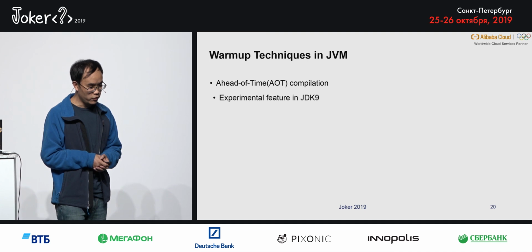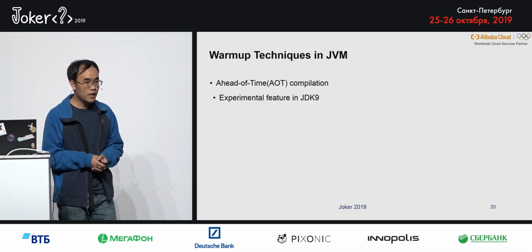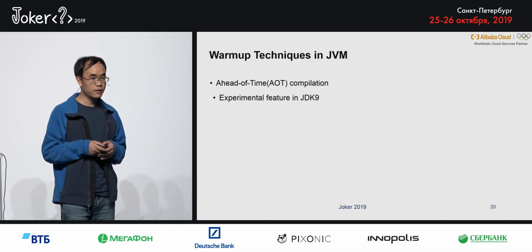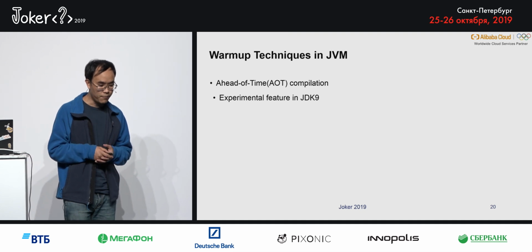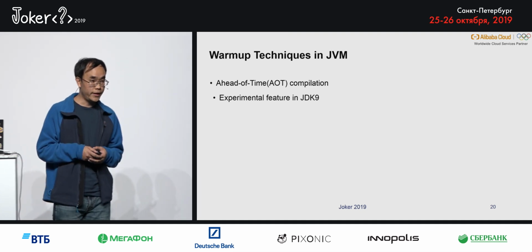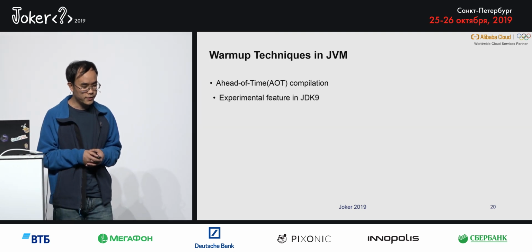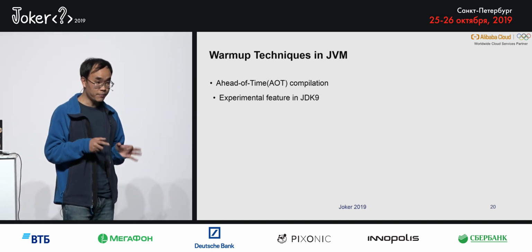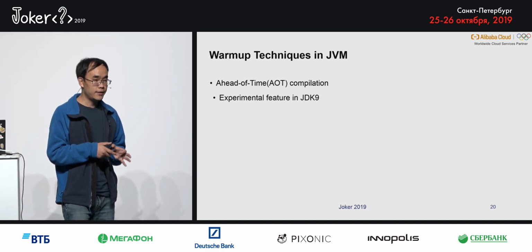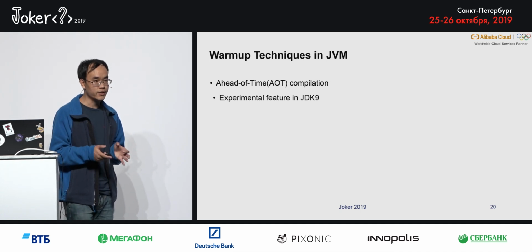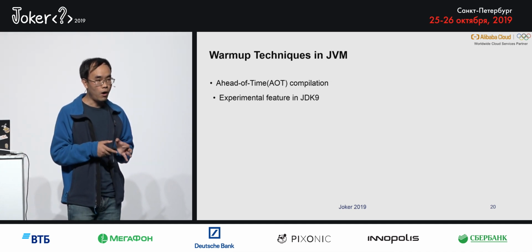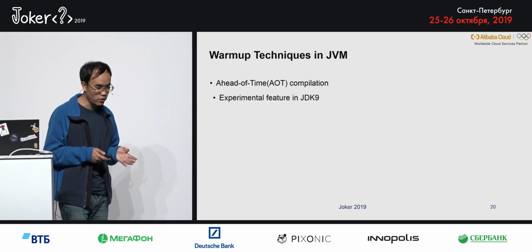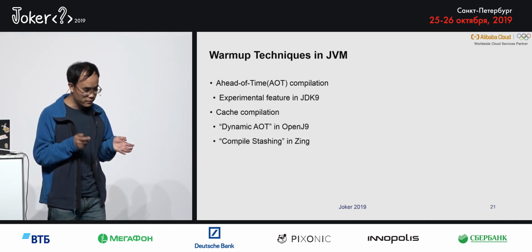I can also review the warm-up technologies implemented in the JVM context. The first thing, I think most of you may be familiar with, is ahead-of-time compilation, an experimental feature introduced in JDK 9. It is sometimes called static AOT. Static AOT takes a collection of classes and compiles all the methods in the classes before running the Java code. This is the first technology to eliminate warm-up overhead.